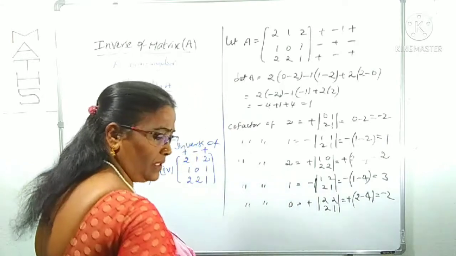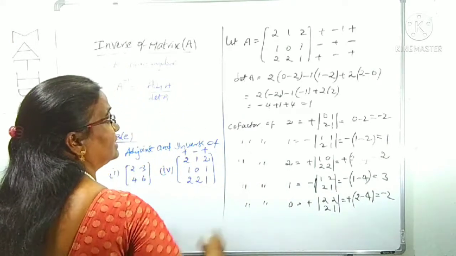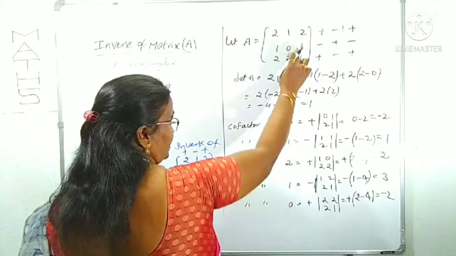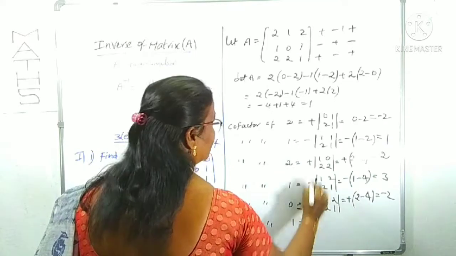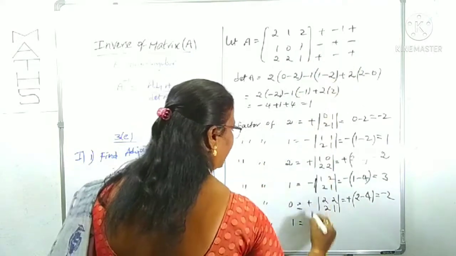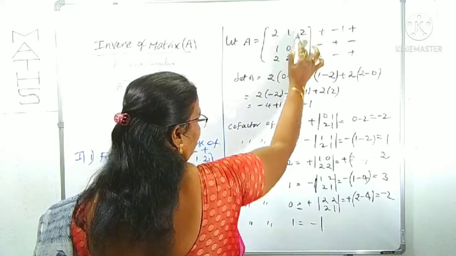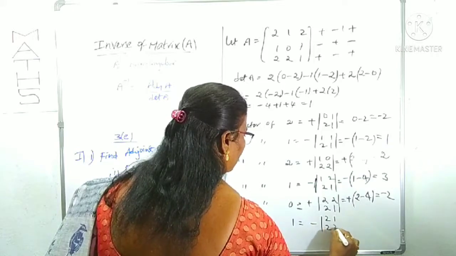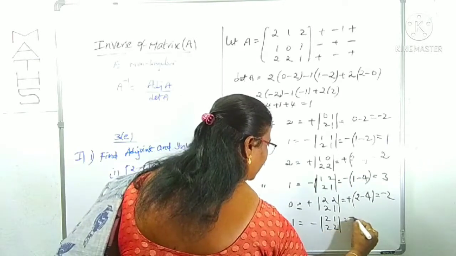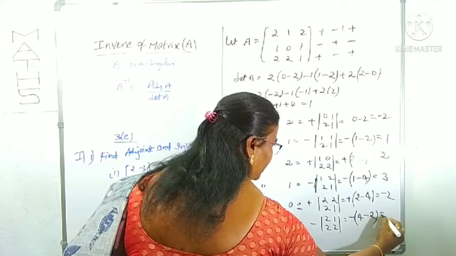Next, a few more are left over. Okay, one more. For 0 done, next this one. Cofactor of 1. For this one we can use the minus sign of. Closing this row and column, what is left over? 2, 1, 2, 2. This is 2 twos 4 with minus, 4 minus 2 ones 2. 4 minus 2 is 2, with minus: minus 2.